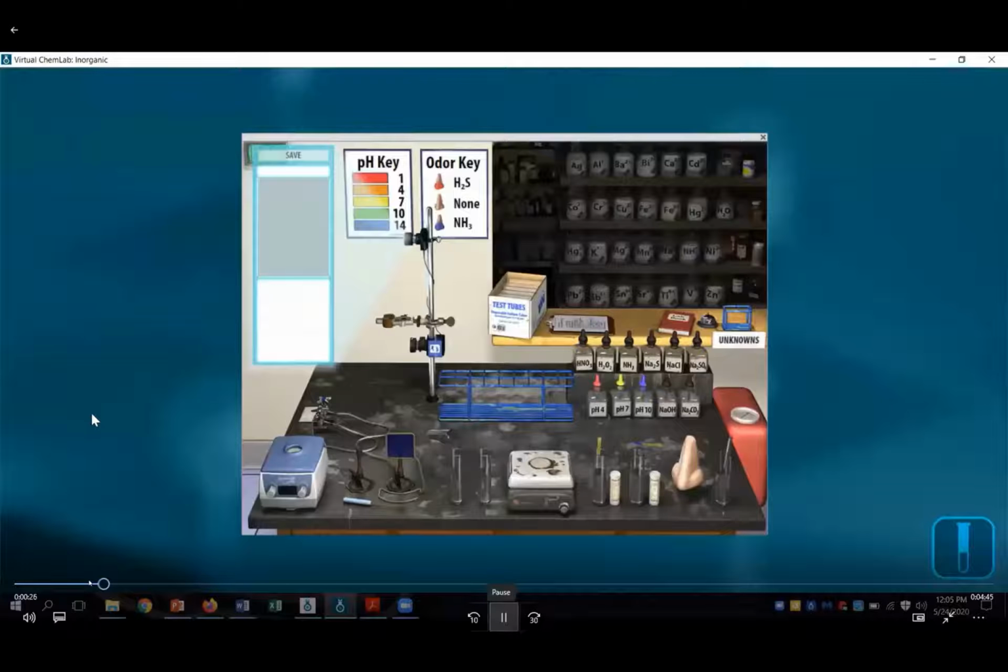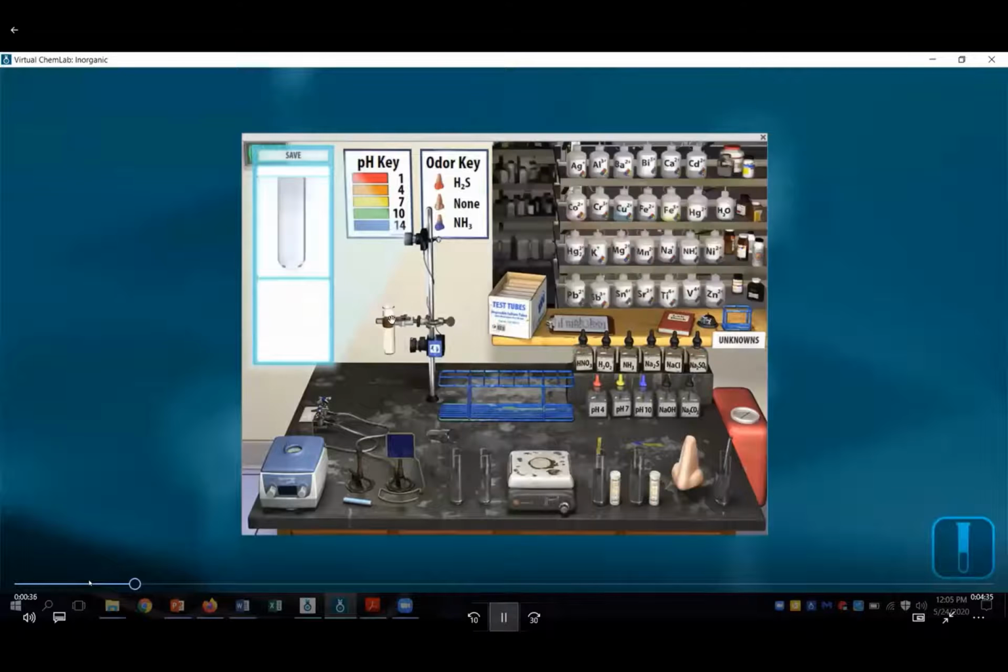So the primary things you'll be doing here is first just to grab a test tube out of this box, you click on it and drag. You just move it over to the clamp and it'll lock into place, let go of it. Right now it's obviously empty.